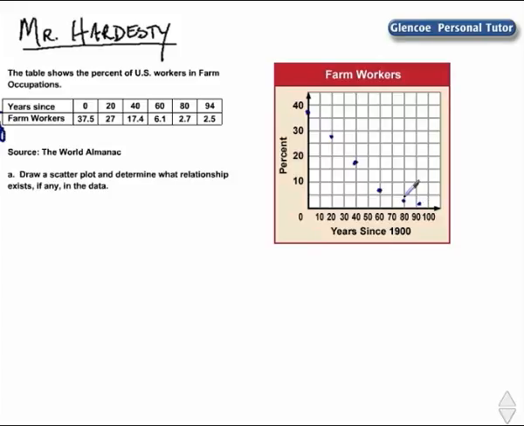Now let's determine if a relationship exists, and clearly there is one. As the number of years increases, the percent of the farm workers decreases. That is a negative correlation between x and y.